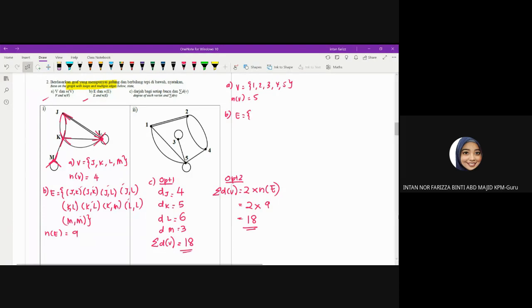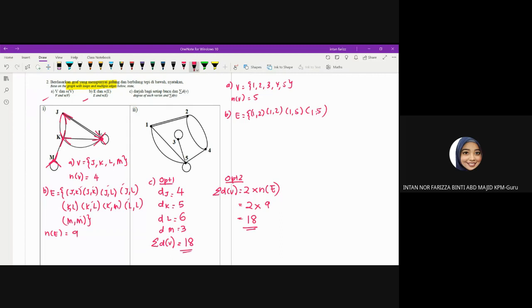Okay, so you have to look carefully since we have multiple edges. We're going to start with vertex 1. So first, 1, 2, 1, 2. I write twice because of the multiple edges. You can also write 2, 1 if you want, but I don't like it. Okay, now after 1, 2, we cannot go to 1, 3. There's no connection. We go to 1, 5. Multiple edges, so write it twice.